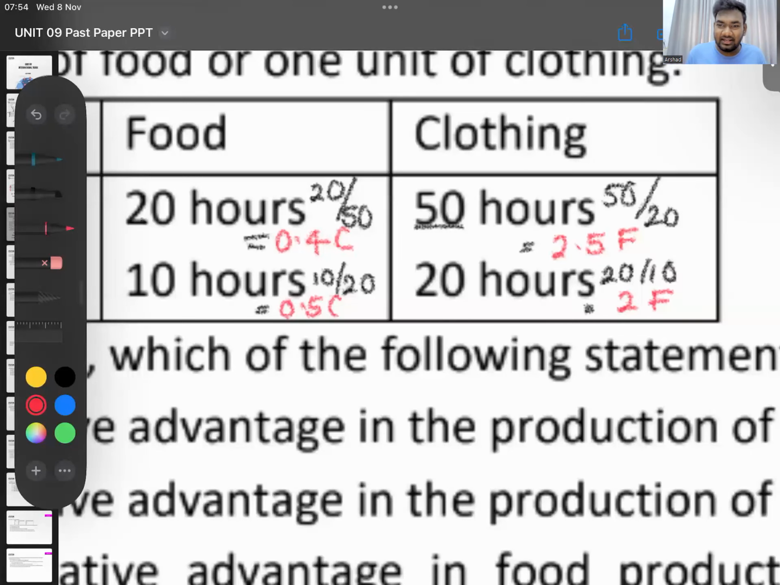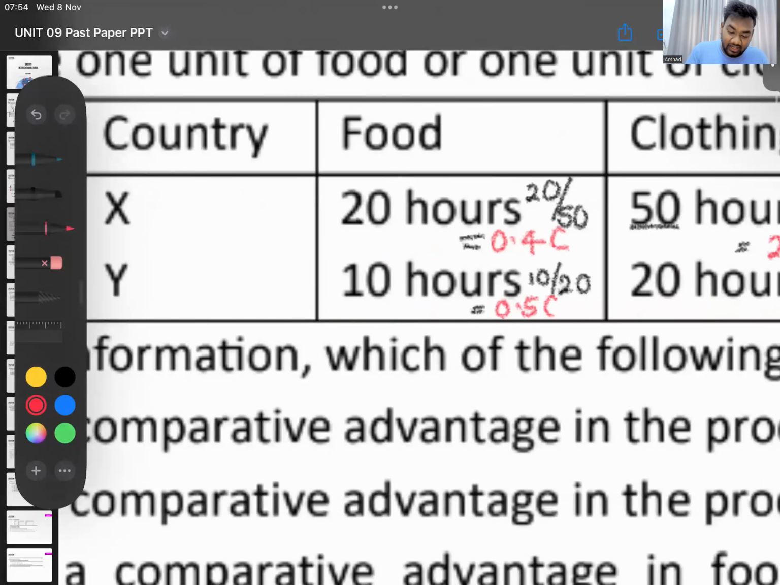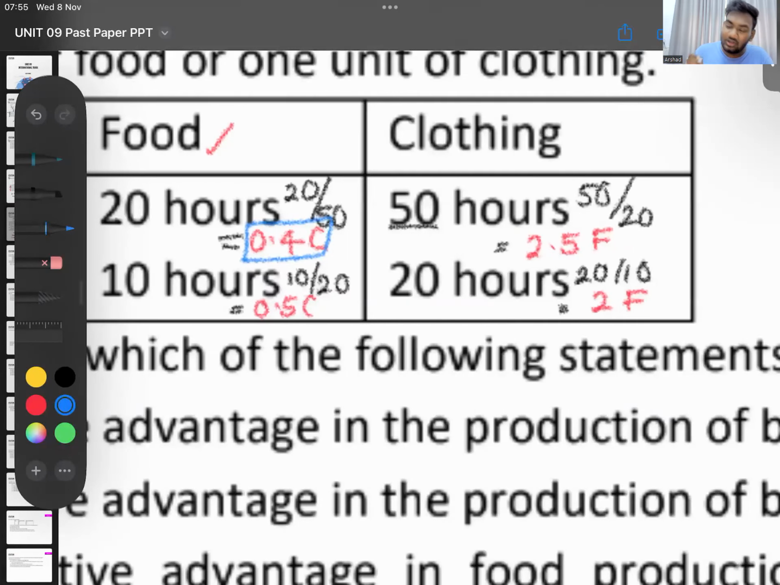So now compare the countries. If you take food, country X's opportunity cost is 0.4 clothes. Country Y's opportunity cost is 0.5 clothes. Who has the lower opportunity cost? Country X, because their opportunity cost is 0.4. Automatically, for the other good, the other country should have it. For clothes, X's opportunity cost is 2.5 and Y's opportunity cost is only 2. So for clothes, country Y.